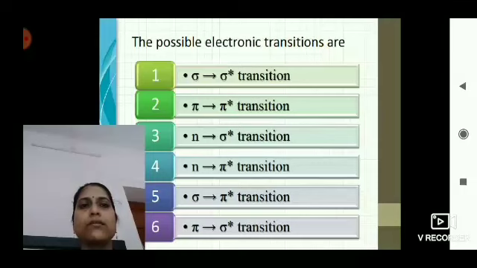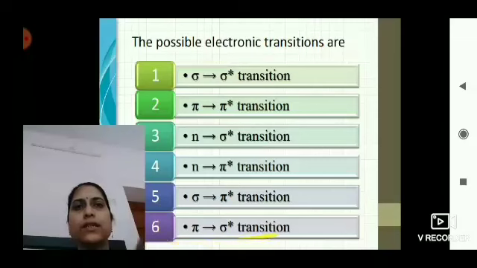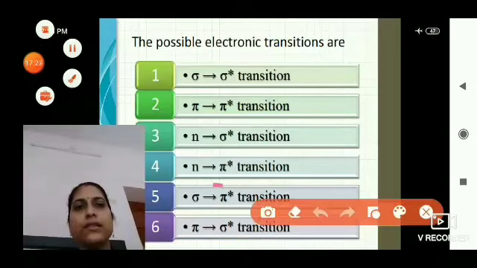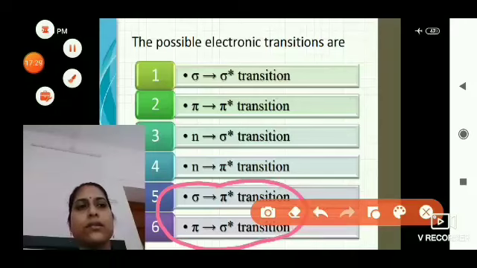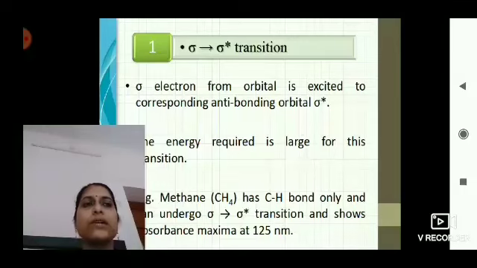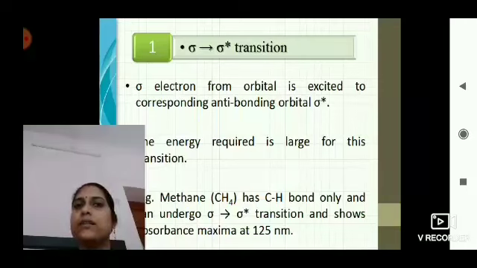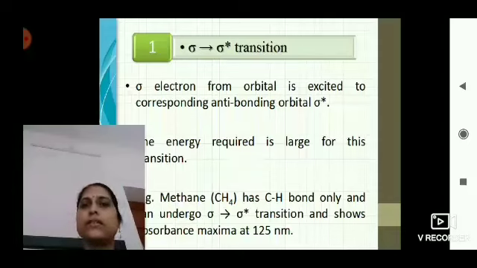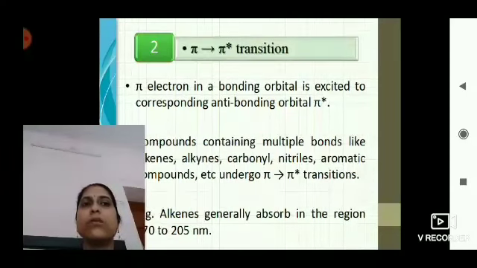So out of these 6, only... means these 5 and 6 transitions are not allowed transitions. So we will study this one by one. Sigma to sigma star transition. You have seen in the schematics that this transition has the largest energy separation, and this occurs in the sigma bond, means C-H or C-O or C-N sigma bond.